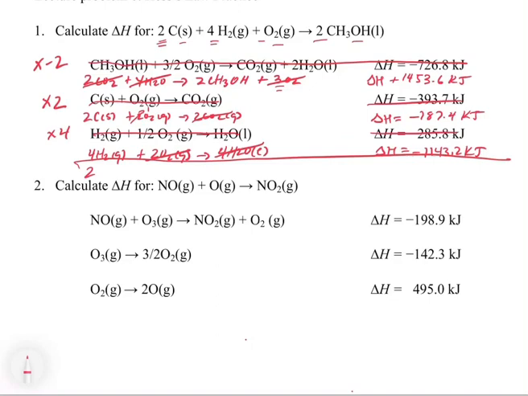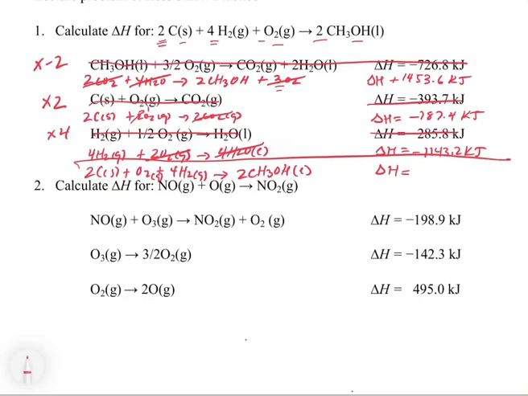So if I bring everything down, I have 2 C solid plus O2 plus 4 H2 gas goes to 2 CH3OH liquid, which is what I have up top, and we are good. This checks out with what I have above.